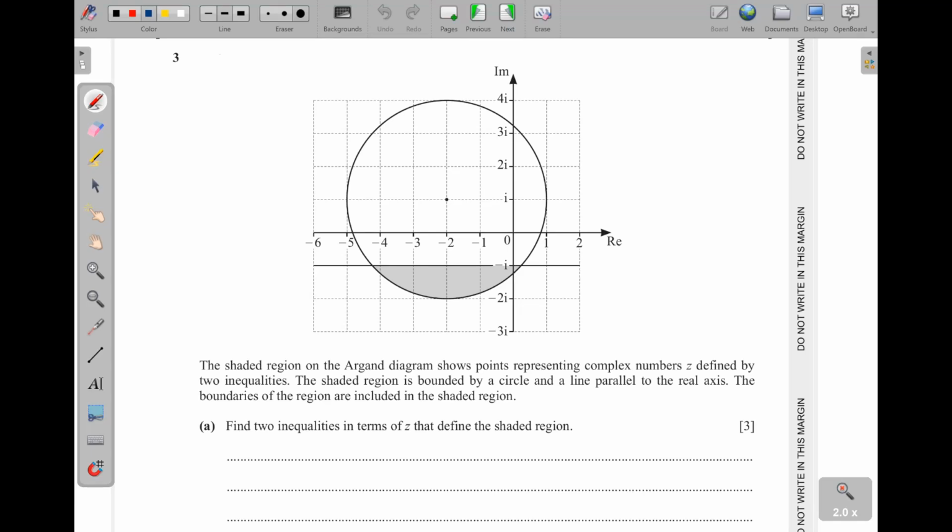Question 3 is coming from complex numbers, in particular, locus of points. The shaded region on the Argand diagram shows points representing complex numbers z defined by two inequalities. The shaded region is bounded by a circle and a line parallel to the real axis. The boundaries of the region are included in the shaded region. Find the two inequalities in terms of z that define the shaded region.